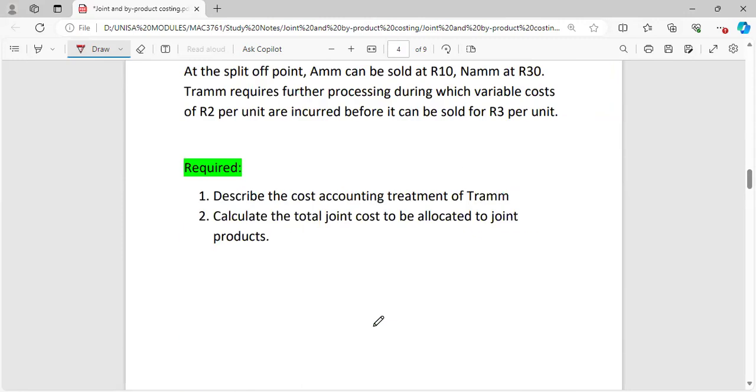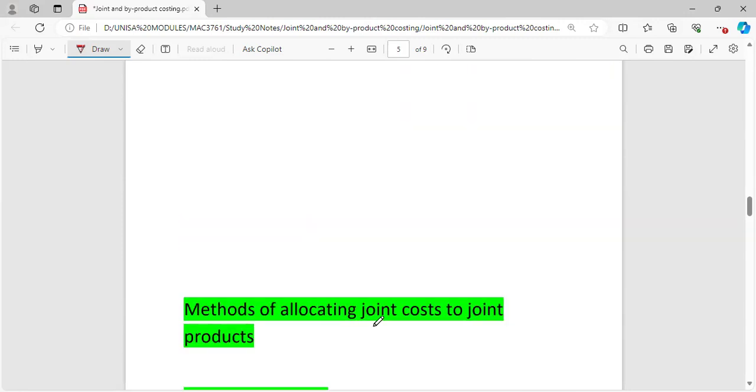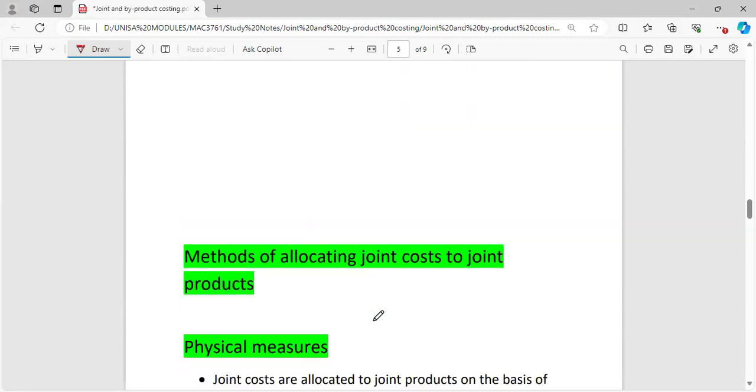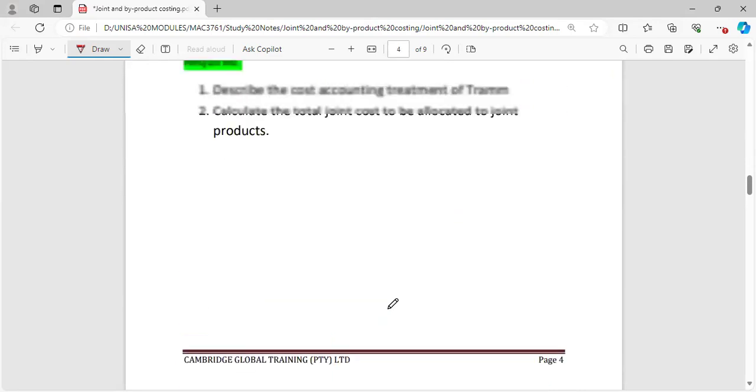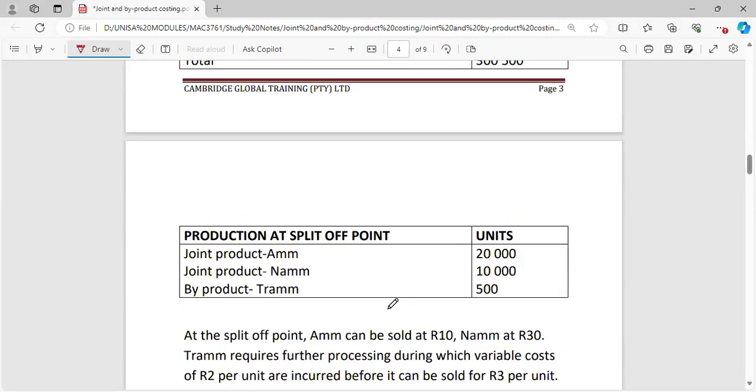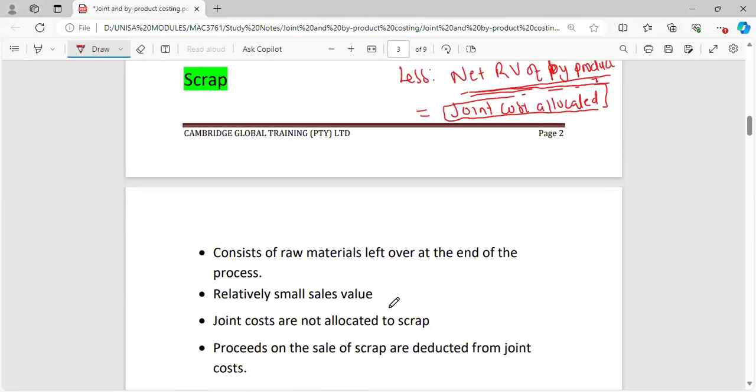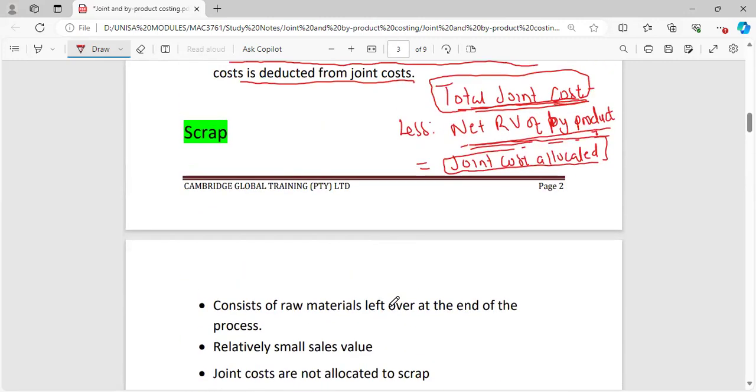We'll look at methods of allocating joint costs to joint products, which means once you have your joint costs to be allocated to joint products, the question will tell you which method you are going to use to allocate joint cost to joint products. But let's finish this before we get there. So let's look at scrap.